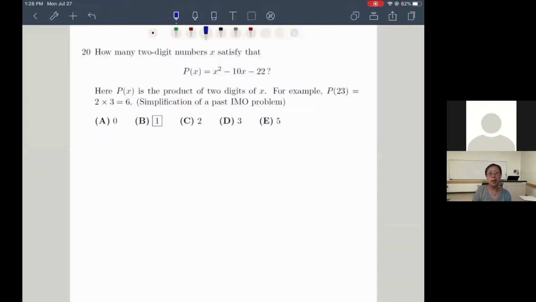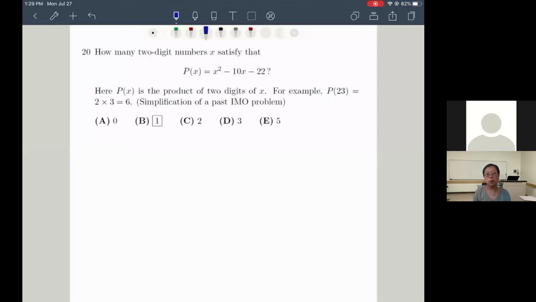Question 20. How many two-digit numbers x satisfy this condition? There are many ways to solve this problem. Some of them involve more algebra than others. In the first method, we are going to use some reasoning to narrow down the number of x's that we want to check. And after that, it is a check and guess game.